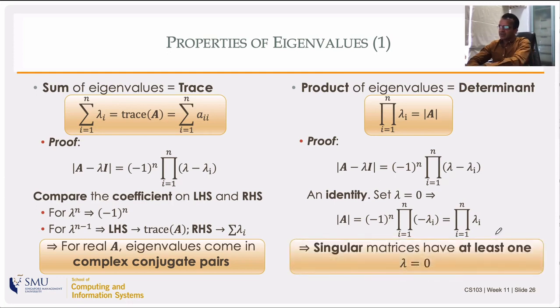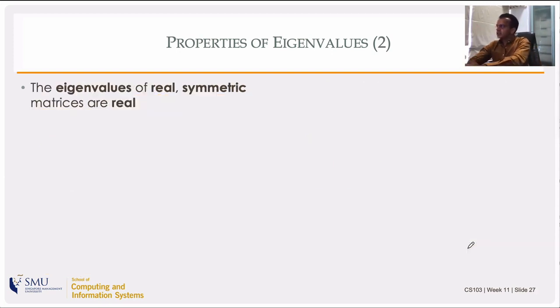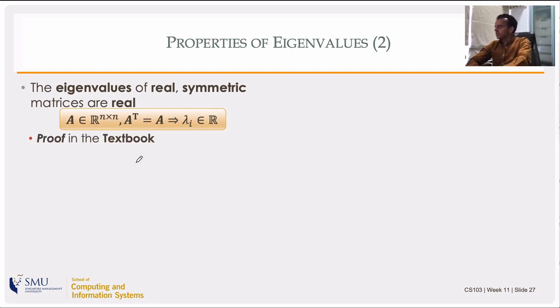But this also has a corollary which states that if you have a singular matrix, we know that the determinant has to be 0. That means at least one of the eigenvalues will have to be 0. So the eigenvalues will tell you something about the arithmetic structure of the matrix: the trace, the determinant, the singularity, etc. Quite interesting. Another set of properties: eigenvalues of real symmetric matrices are real, and the proof is there in the textbook. So what we are saying is that it's a real square matrix whose transpose is the same as itself, so it's symmetric, and that implies that the eigenvalues are all real.